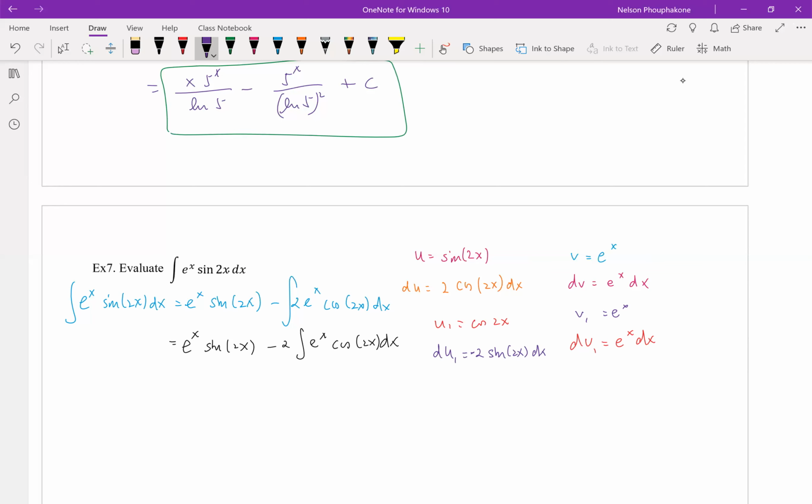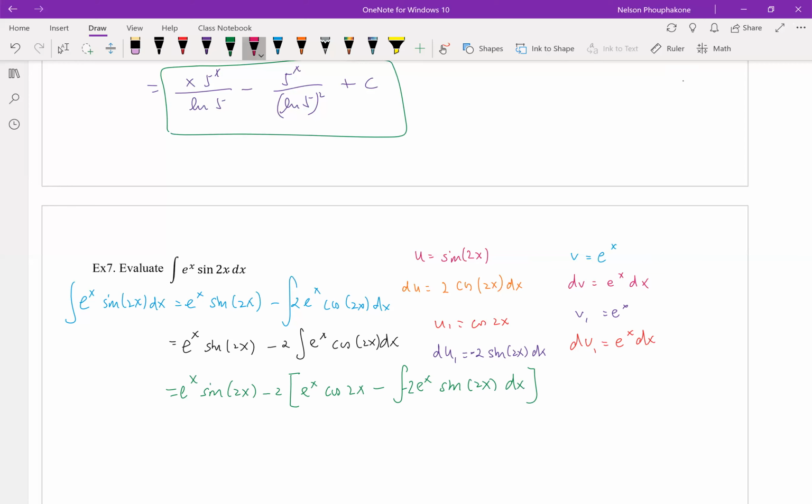Okay, and now I need to be careful. So I have negative 2, using a square bracket. Then I will have u times v, so I have e to the x times cosine of 2x minus e to the x times negative 2 sine of 2x dx.